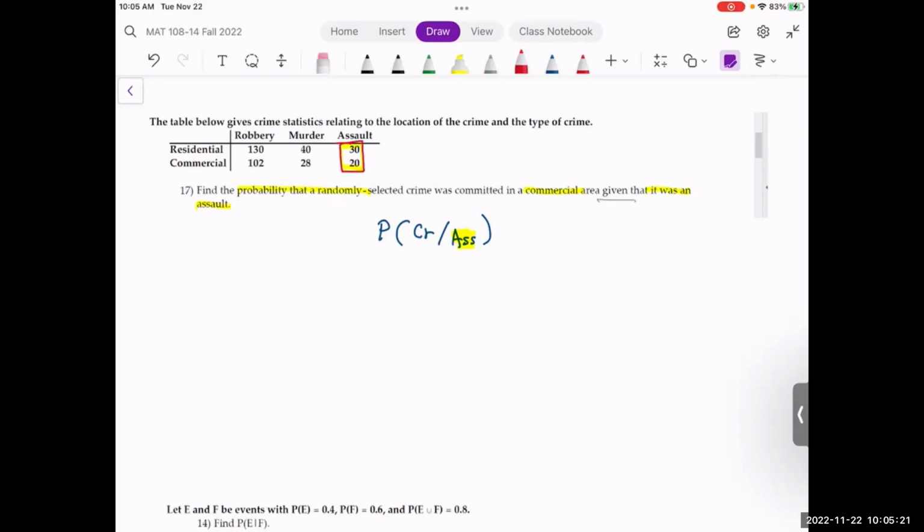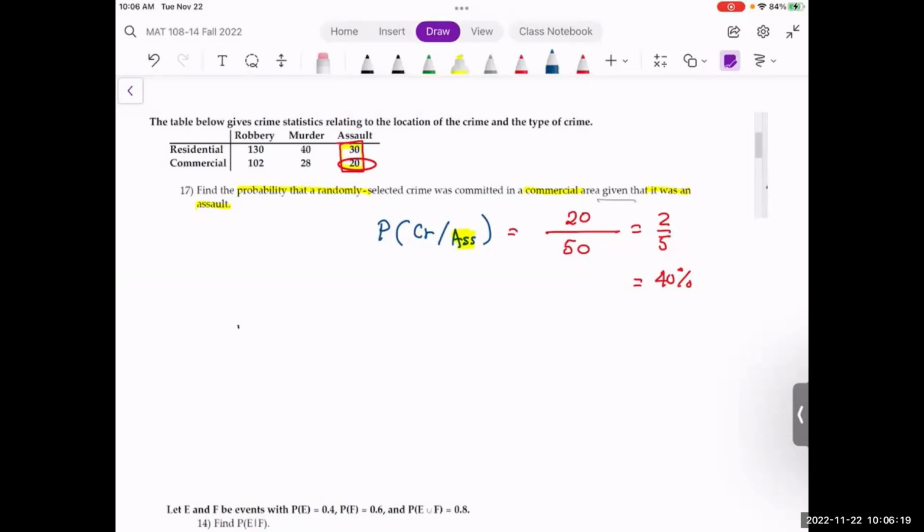So your universal set is 30 plus 20, which is 50. Are we okay with this? So that's your universal set, 50 on the bottom. Then you see how many of them were commercial. There were only 20 of them commercial, right? So that's going to be 20 over 50. Are we okay with this? If you simplify it, it's 2 over 5. I don't know if you're going to keep it as a fraction or as a percentage, 40%. 2 over 5 is 40%, right? And that's about it. That's all you need to know.